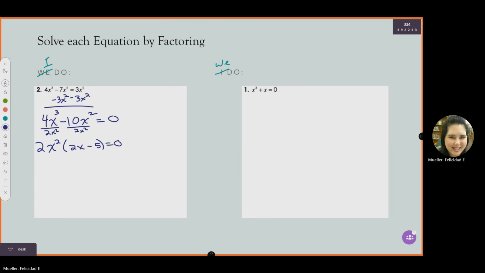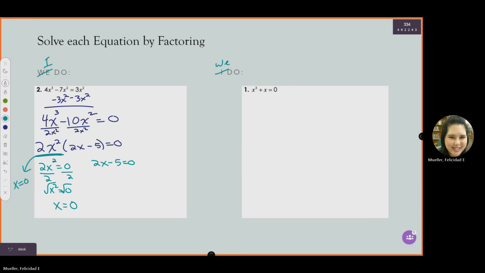So now set each factor equal to 0. So 2x squared equals 0. 2x minus 5 equals 0. And we're going to solve for x. So over here, we divide by 2. x squared equals 0. I can take the square root, but we should already be able to jump to x equals 0. Typically, whenever we have an x on the outside like this, whether you're multiplying or raising it to a power, the answer is going to end up becoming x equals 0 for our solution.